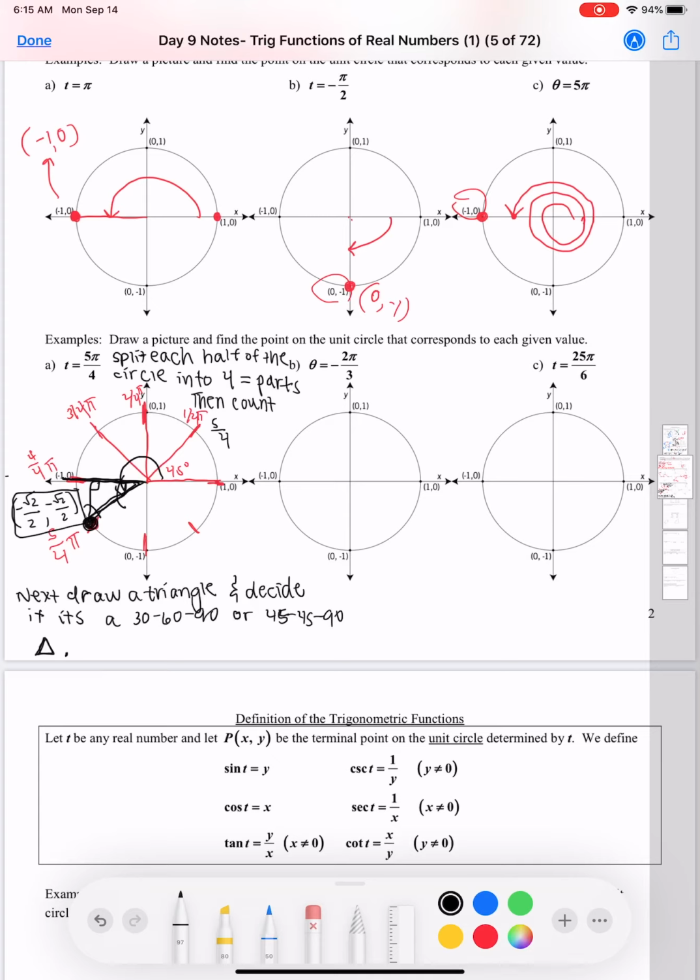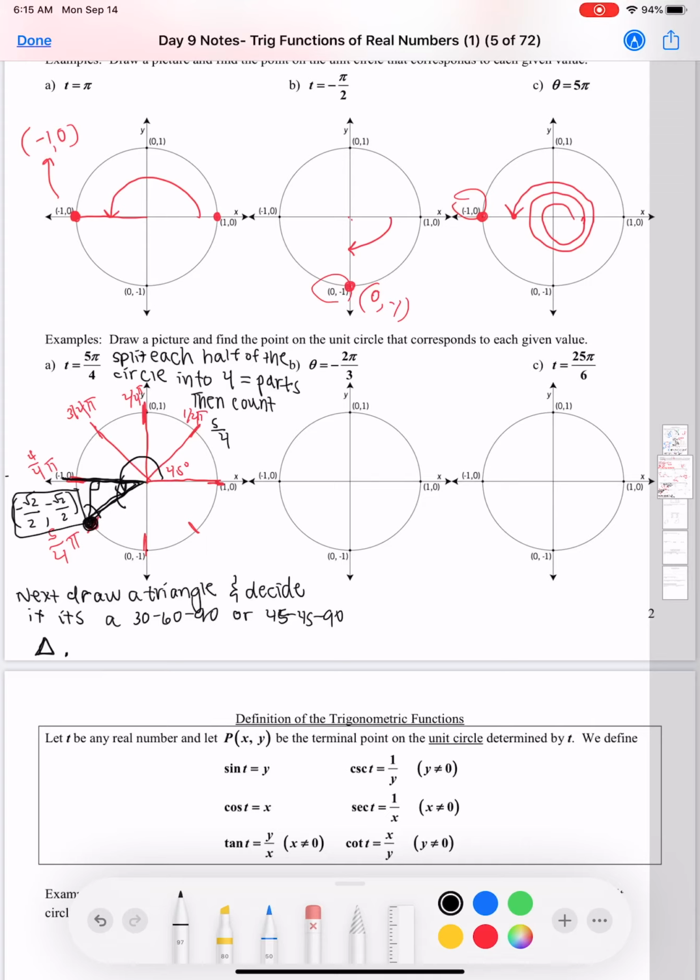All right, I'm gonna go a little faster on these next ones. So now I have negative 2 pi over 3. So I'm gonna go in the negative direction, so clockwise. And anytime I see something over 3 or over 6, I know I can split my unit circle into, just like I did how I split each half into 4.